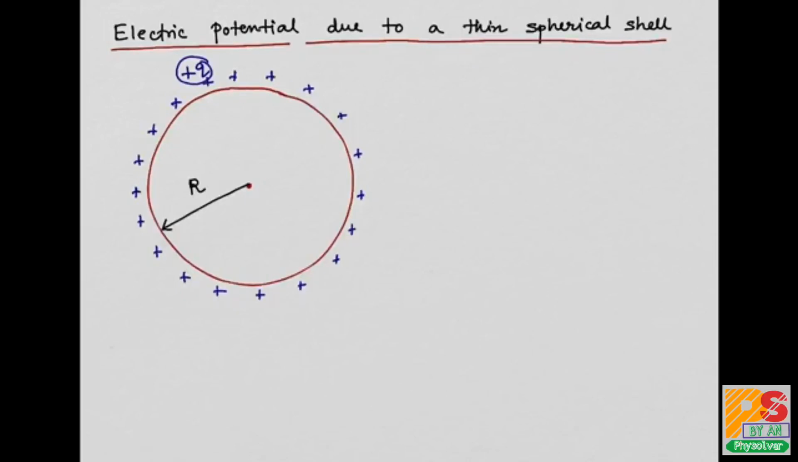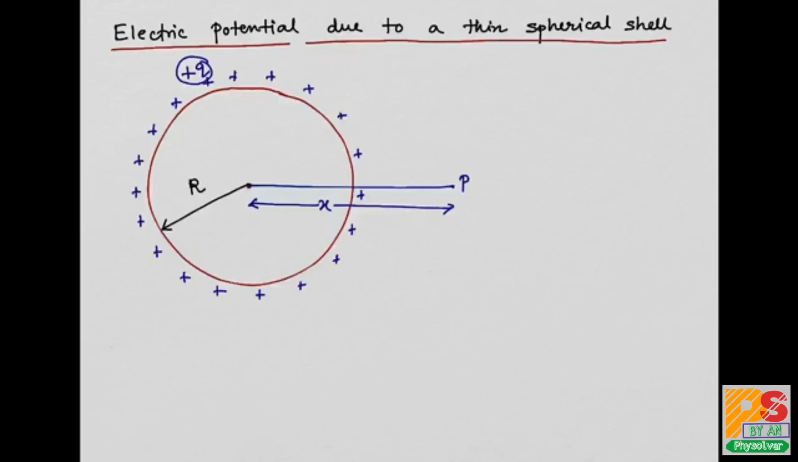First of all, we will find the potential at any point outside the shell, which is situated at a distance x from its center. So this is x. Therefore, we will find the potential at point P.